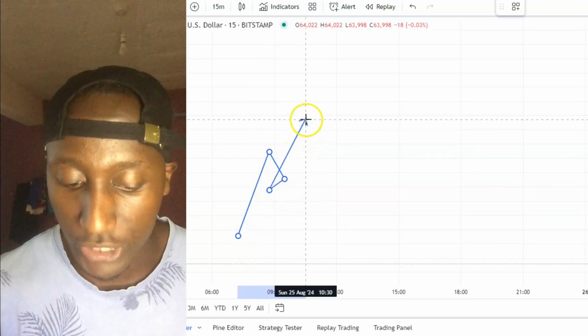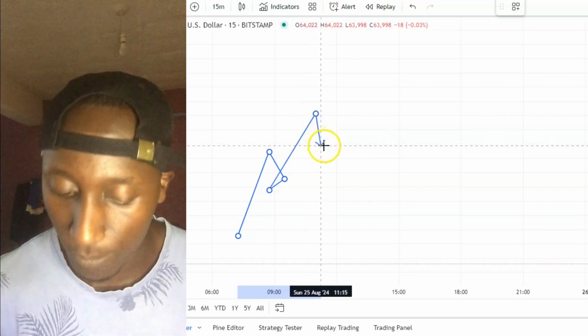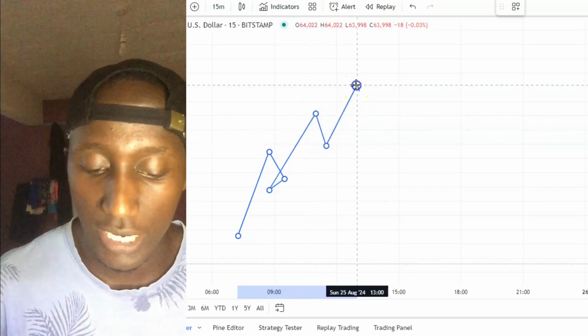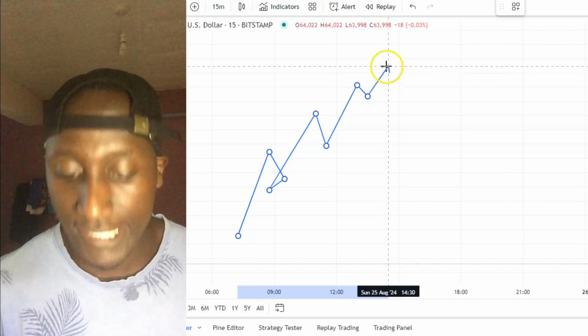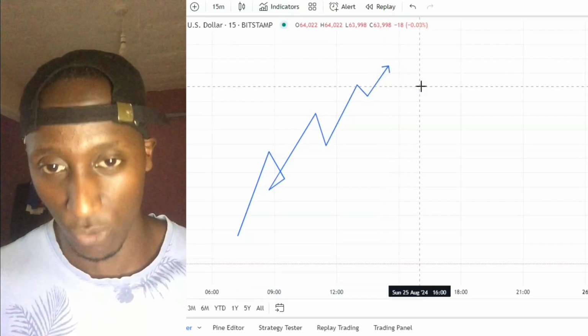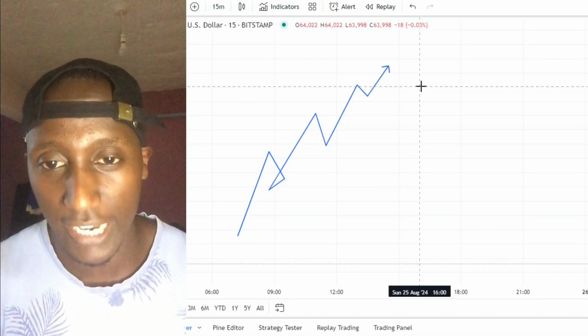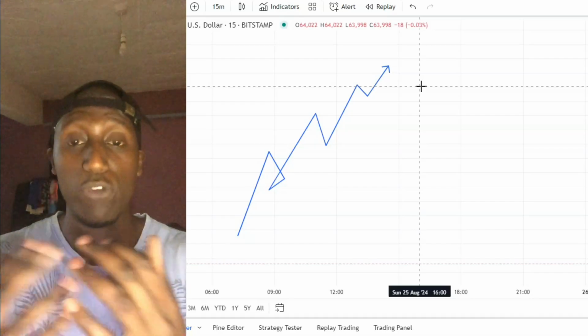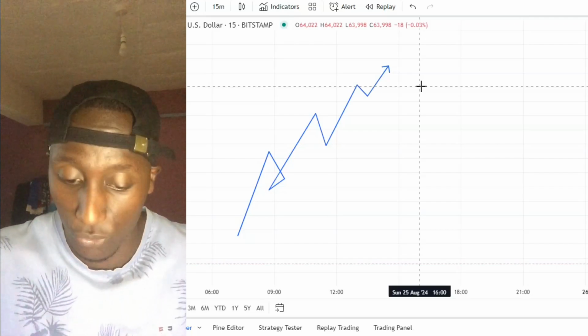They continue pushing higher, and then sellers come in and they continue pushing higher and higher until the buyers cannot buy anymore because there are no sellers to sell to them. Because if you are buying, you need people to sell to you.